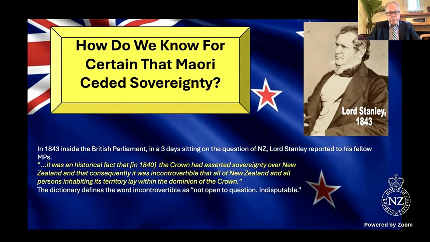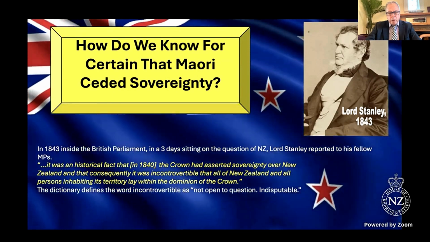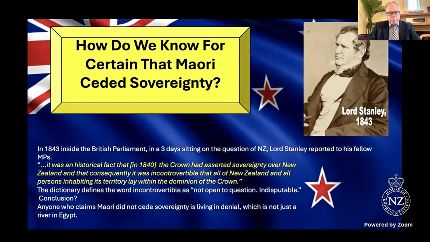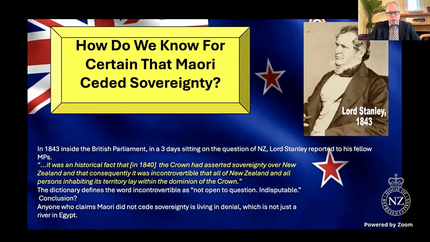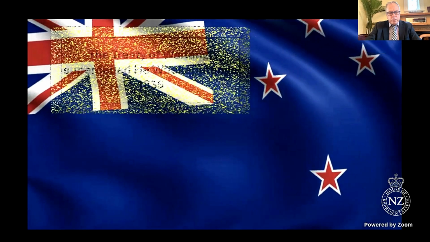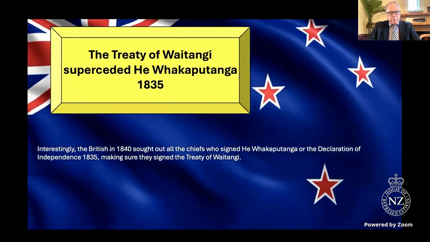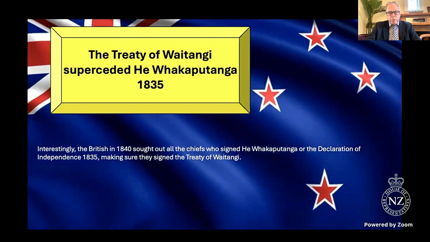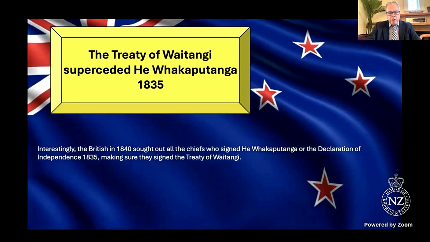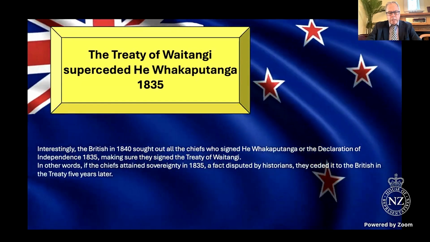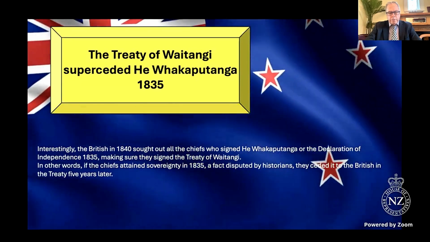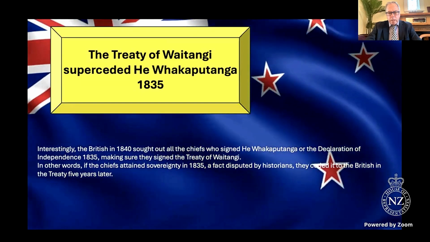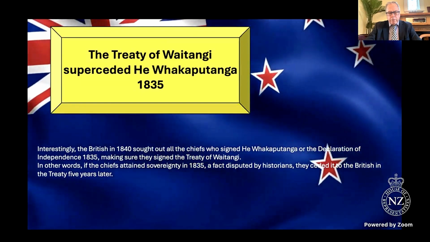The dictionary defines the word incontrovertible as not open to question, indisputable. Conclusion: anyone who claims Maori did not cede sovereignty is living in denial, which is not just a river in Egypt. Interestingly, the British in 1840 sought out all the chiefs who signed He Whakaputanga, or the Declaration of Independence 1835, making sure they signed the Treaty of Waitangi. In other words, if the chiefs attained sovereignty in 1835, and that's a fact disputed by historians, they ceded it in the treaty 5 years later.